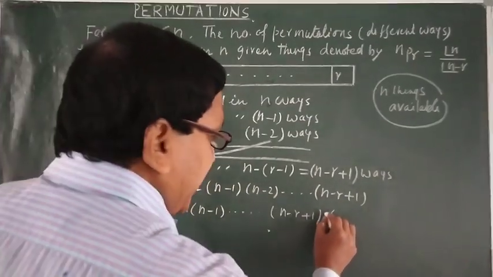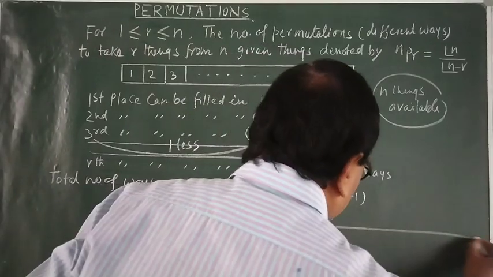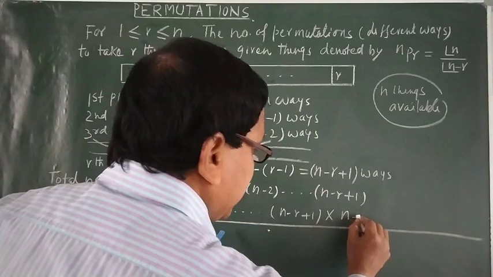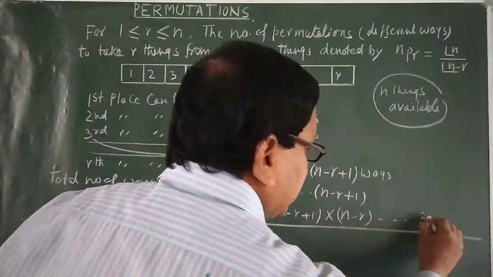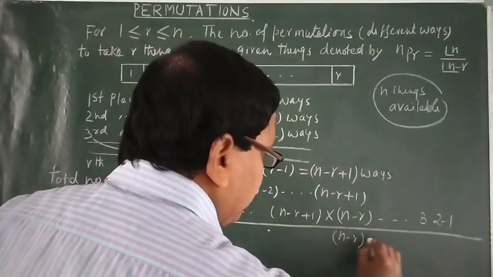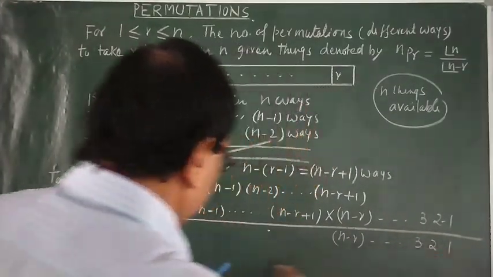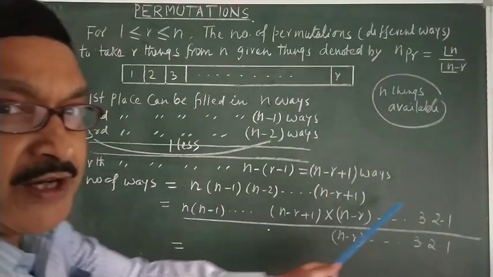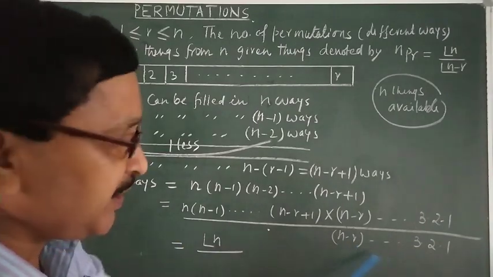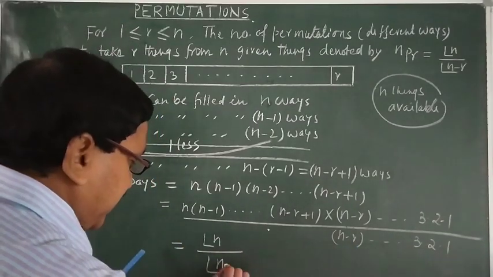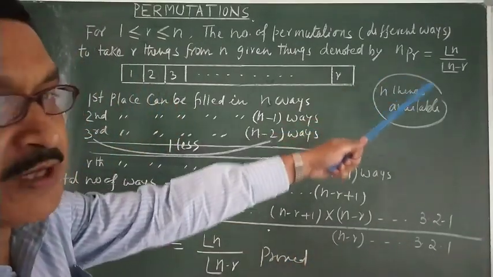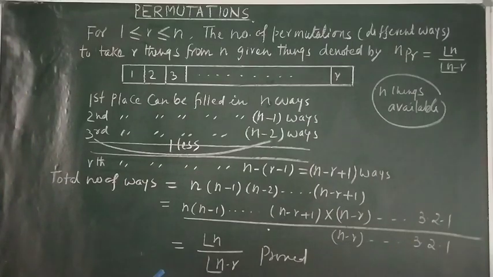Now let us multiply and divide by the same thing. After this, when we move 1 less, this is n minus r, and lastly we get 3, 2, 1. The same thing should be divided, 3, 2, 1. Now starting from n and ending at 1, this is factorial n. Starting from n minus r and ending at 1, this is factorial n minus r. So we have proved that the value of nPr is factorial n upon factorial n minus r.